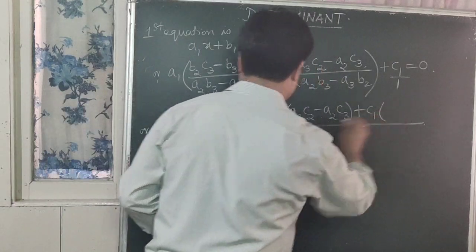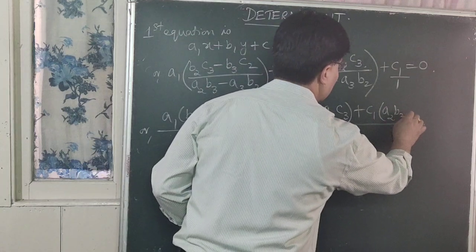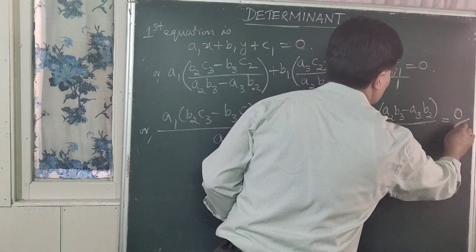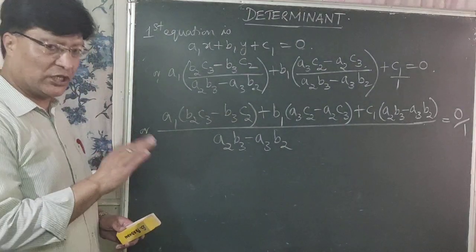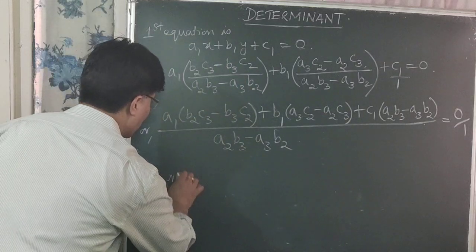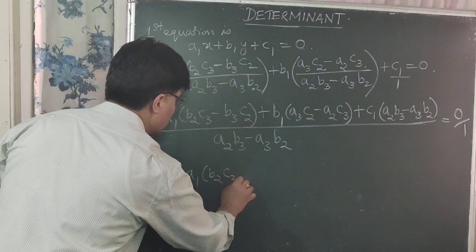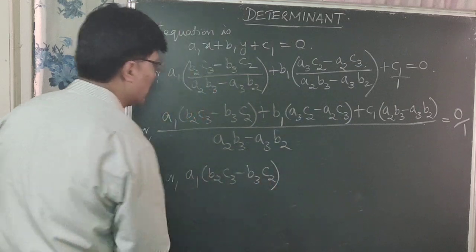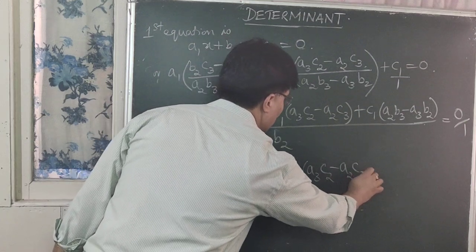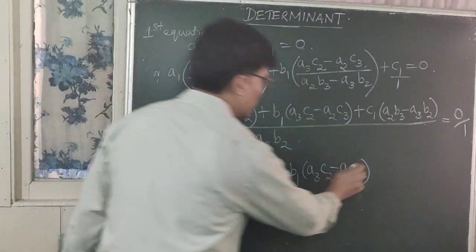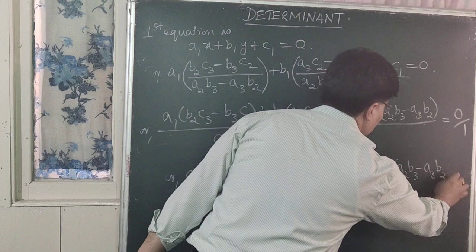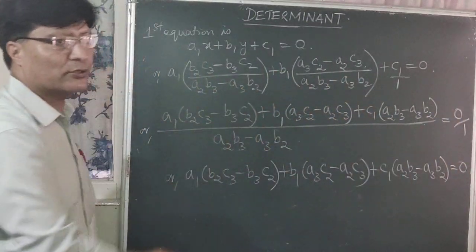So C1 within bracket, what is here? A2 B3 minus A3 B2, which is equal to 0 upon 1. So below 0 there is 1. Now we can do cross multiplication, okay? Or A1 within bracket B2 C3 minus B3 C2 plus B1 within bracket A3 C2 minus A2 C3, okay, plus C1 within bracket A2 B3 minus A3 B2, which is equal to 0. So it is cross multiplied.